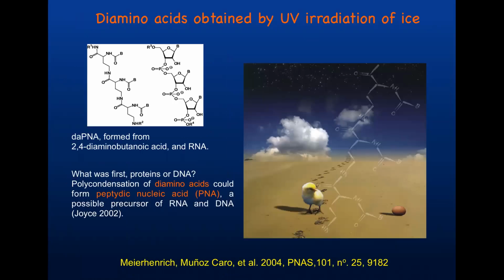These diamino acids are components of peptidic nucleic acid, PNA, which according to some authors could be a stable precursor of the more fragile RNA or DNA. And since this is a protein in nature, the question is what was first, whether the chicken or the egg, the RNA world or the protein world, but this is much beyond my understanding, so I leave it there.